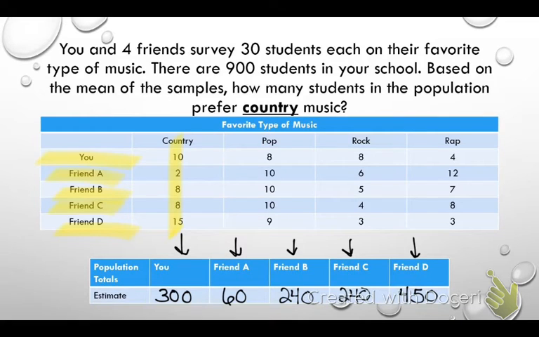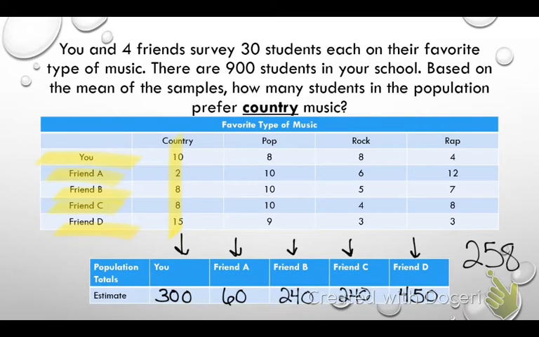30 people were asked, and then you made your population estimate. So what you can do to make it even more accurate, again, these are 5 snapshots, is you can bring them together and find the average of your estimates. So add them together. 300 plus 60 plus 240, 240, 450, and divide by how many? 5. Okay, and what do you get? 1,290. No, divide by 5 now.